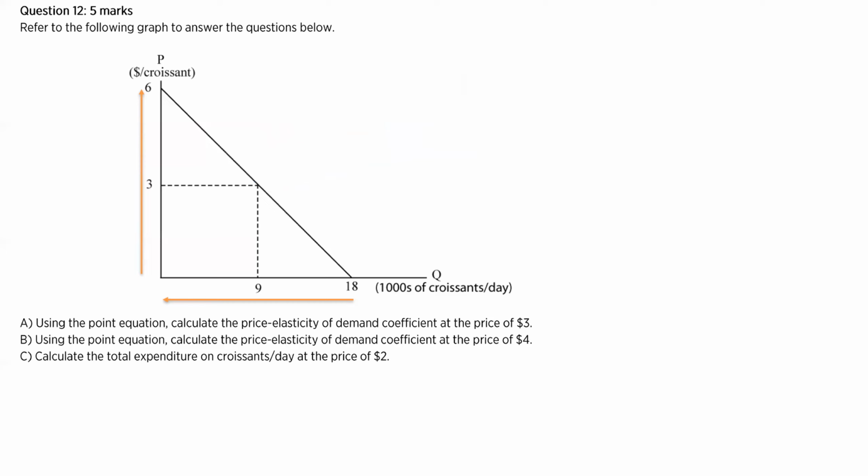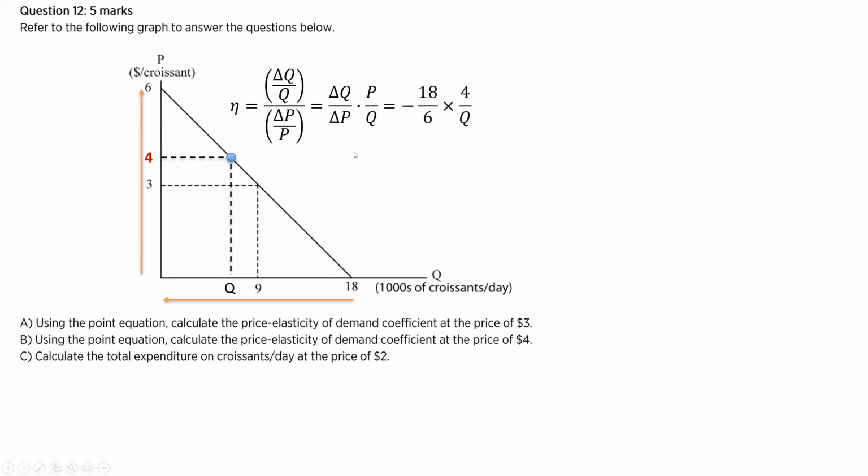Okay, let's do point B, question B. Using the point equation, calculate the price elasticity of demand coefficient at the price of 4. So we'll start off the same again, using the same equation. But now we're increasing the price from 3 to 4. So we're moving to this point here. We've got the price, but we don't have the quantity. Anyway, let's plug in as much as we can.